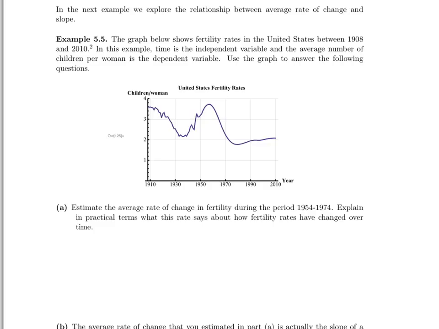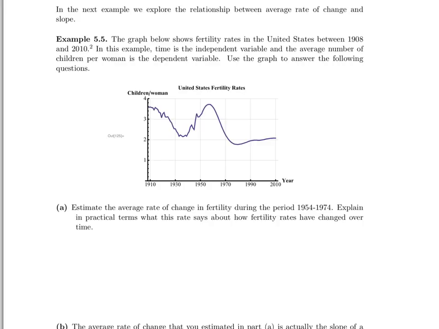In this next example, we explore the relationship between average rate of change and slope. The graph in this picture shows fertility rates in the United States between 1908 and 2010. A fertility rate is the average number of children a woman has in her lifetime. So that's what we're looking at in this picture.